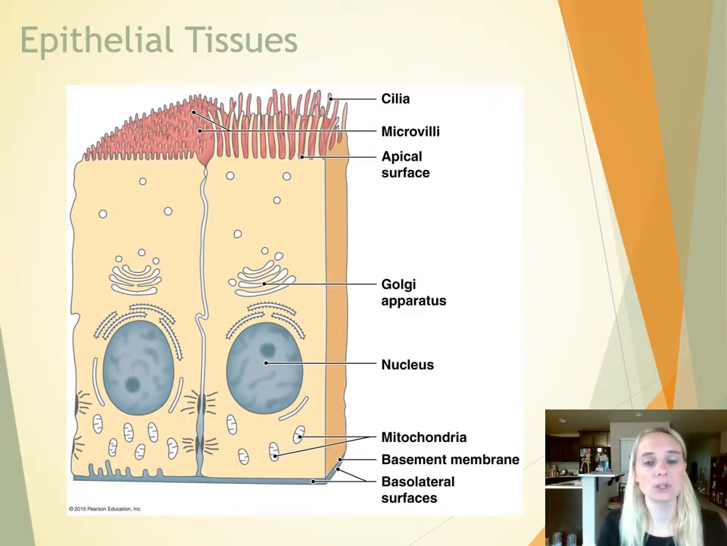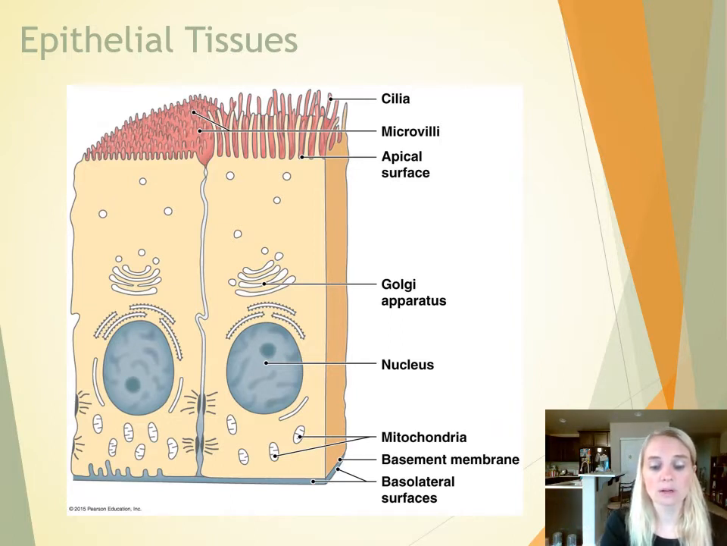So epithelial tissues, before we get into the specific types, just some unique characteristics that we might see associated with epithelial tissues. This is just a generalized simple columnar epithelium, but I'm going to use it as a diagram to illustrate some of these unique characteristics that we see in epithelial tissues that we may not see in other tissue types. I'm just going to move from the top down on this diagram.